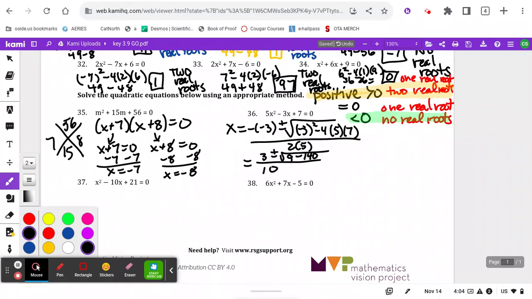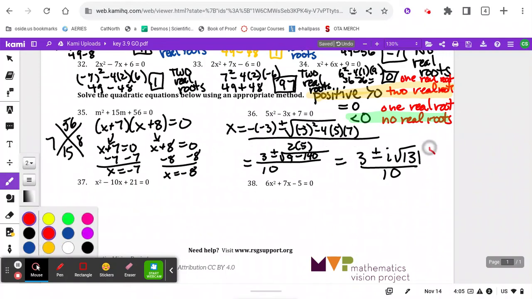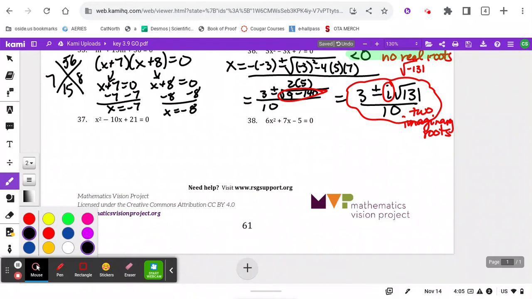My discriminant is negative. And since 131 is a prime number, it's just done. This has two imaginary or complex roots because of that I, because of the square root of negative 131 from right here. Okay, next one. Let's try factoring. Yep, it's factorable.